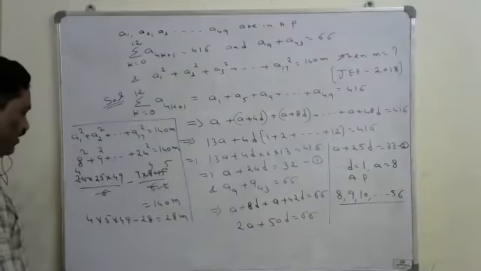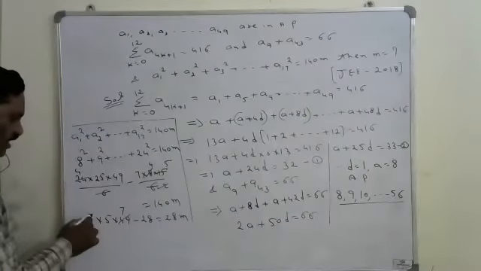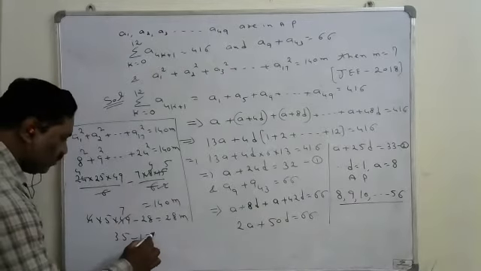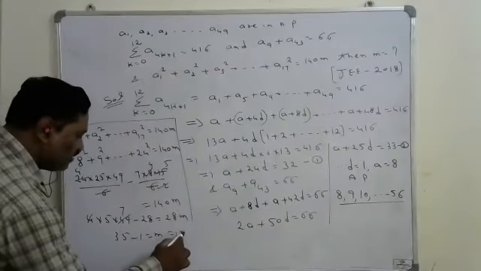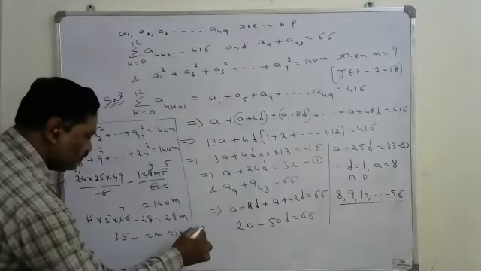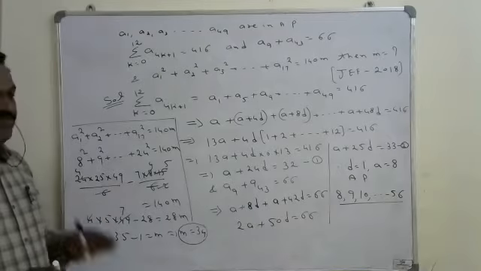I can divide by 28. 7 sevens are 49 and 7 fours are 28, so 28 gets cancelled. So 35 minus 1 is equal to M. Therefore the value of M is 34. Okay, so like that we can simplify it.